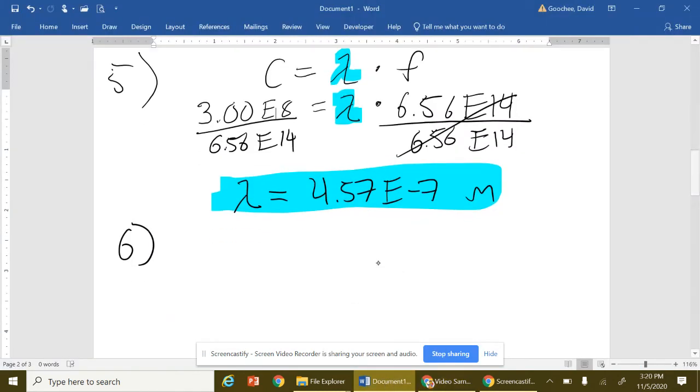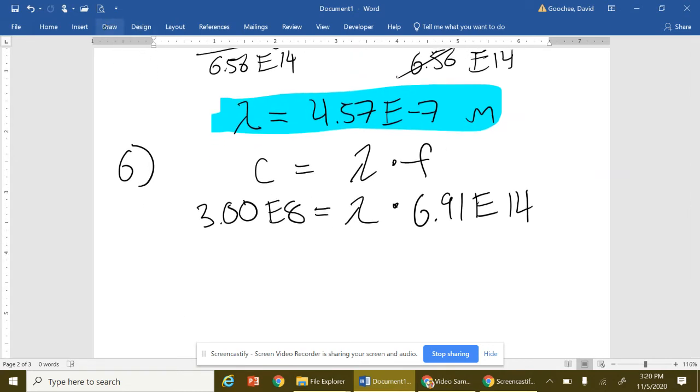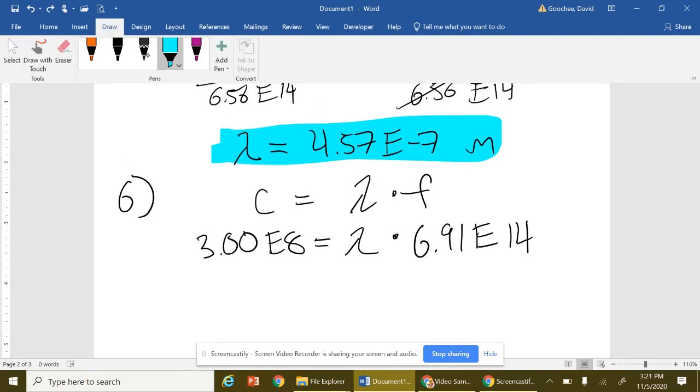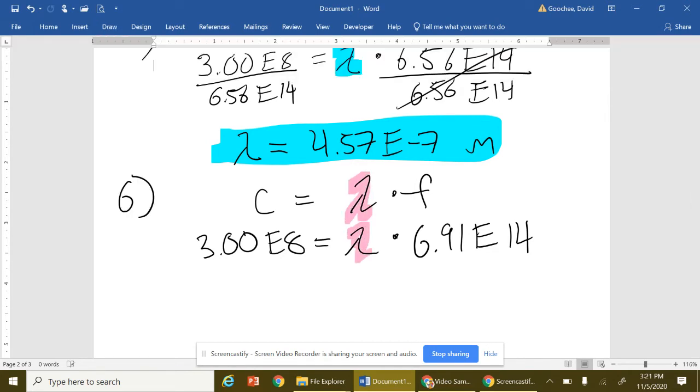So once again, I'm going to write down the speed of light equals wavelength times the frequency. Speed of light does not change. It's always that. The wavelength, we do not know. But the frequency, the number of waves hitting us every second, is 6.91 times 10 to the 14th, roughly 691 trillion waves every second. Now we're trying to find, let me use a different color for this one. Pink. Trying to find the wavelength here.